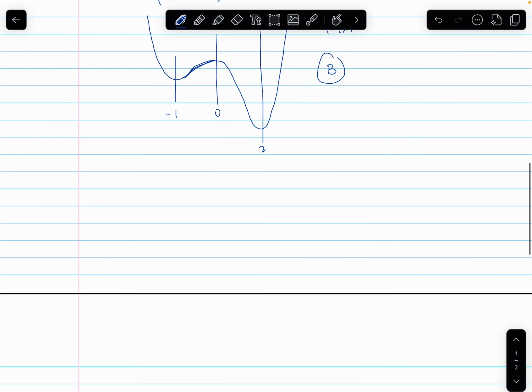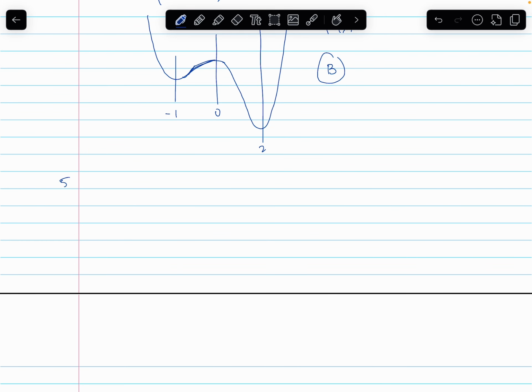All right, let's go to 5. The second derivative test cannot be used to conclude that x equals 1 is the location of a relative minimum or relative maximum for which of the following functions? Oh no, that's a lot to look at. Okay, let's just grab A and run with it and see what we get.